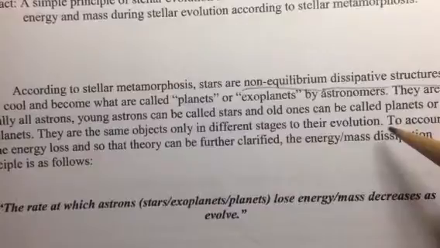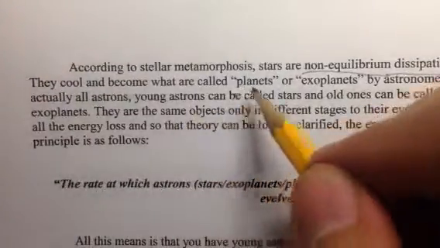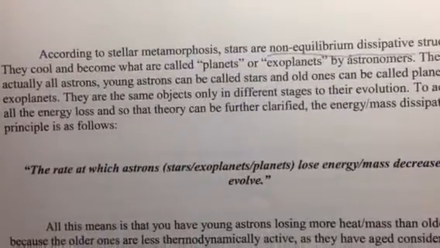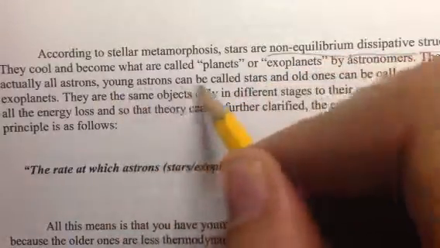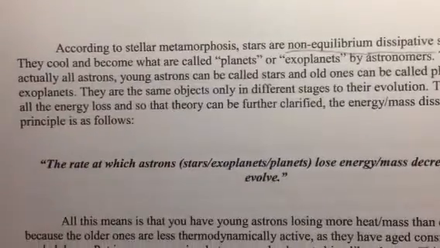If they were, they'd be really cold. Clearly they're not. They're really, really hot. They cool and become what are called planets or exoplanets by astronomers. They're actually all astrons, thanks to Michael Z. Young astrons can be called stars, and old ones can be called planets or exoplanets.